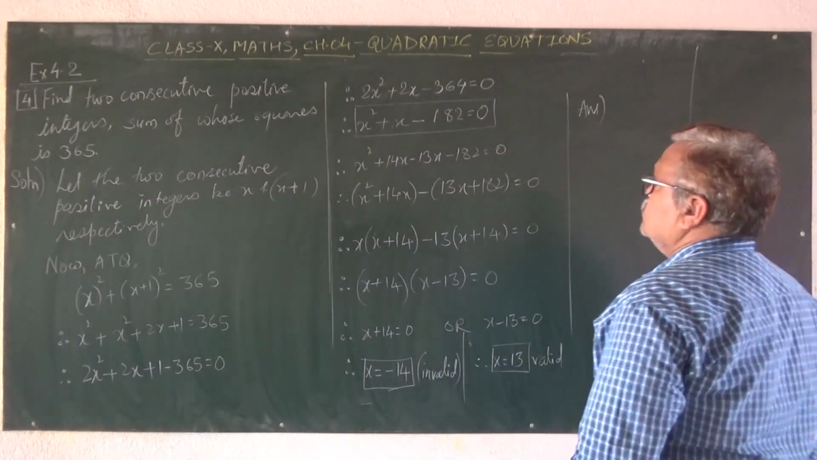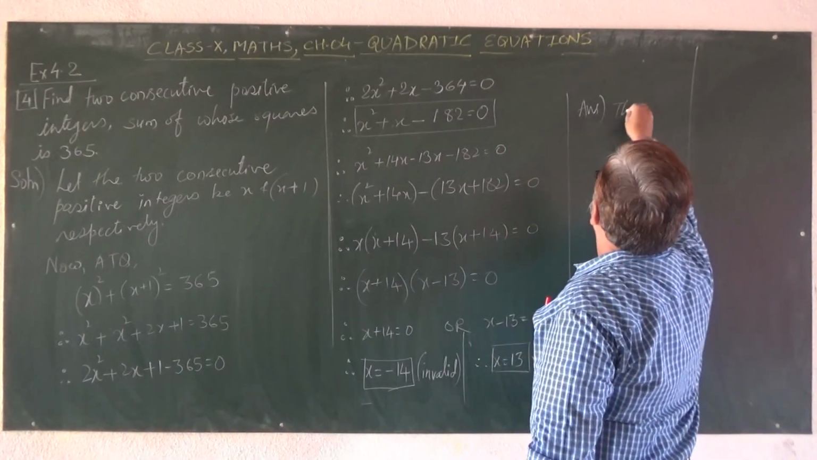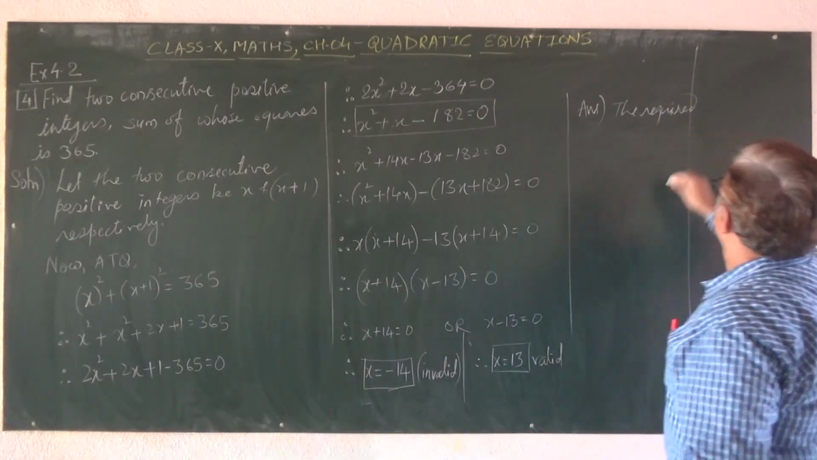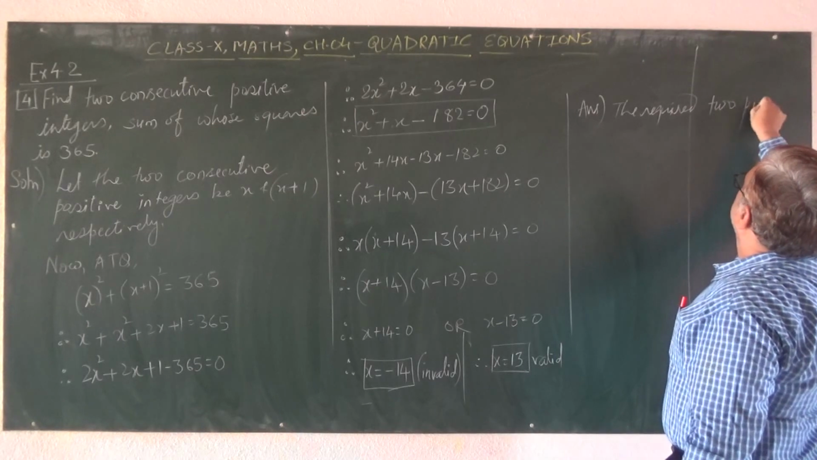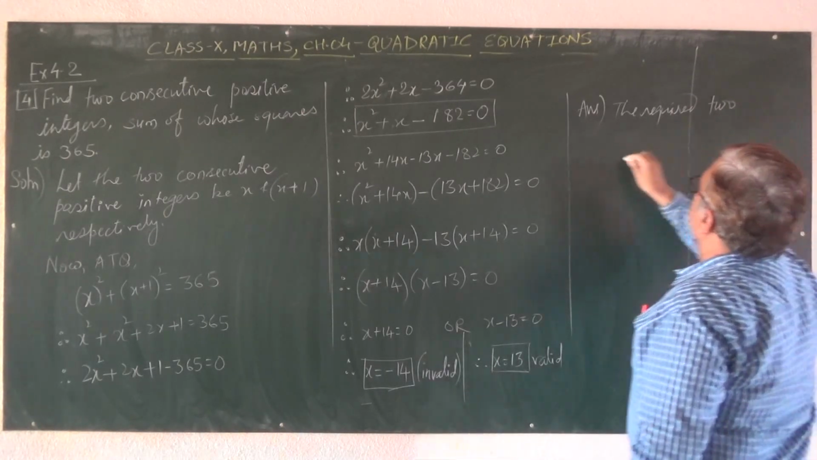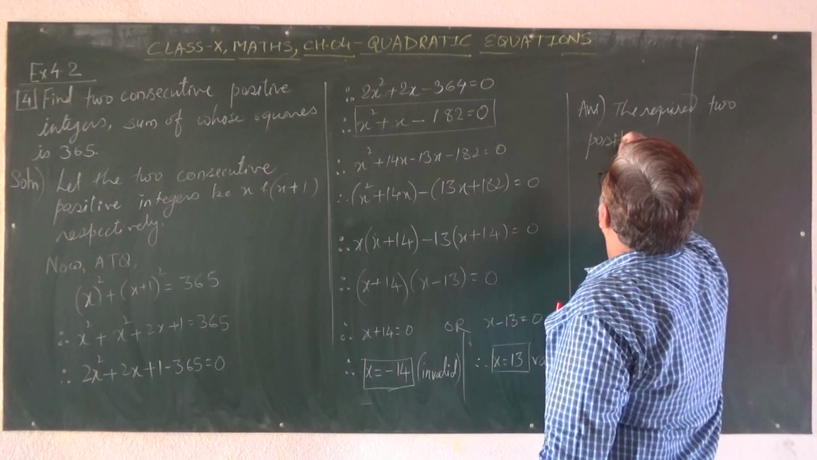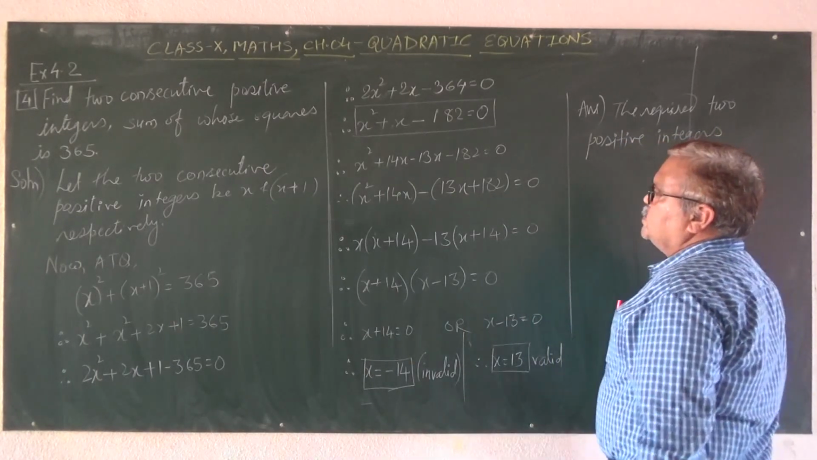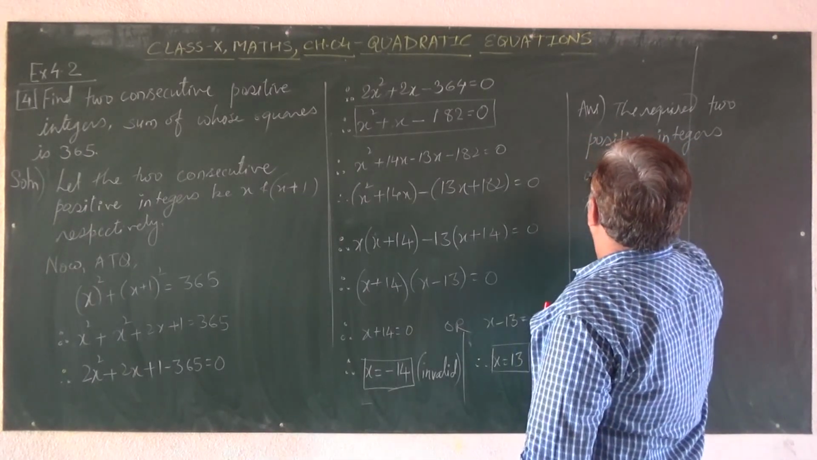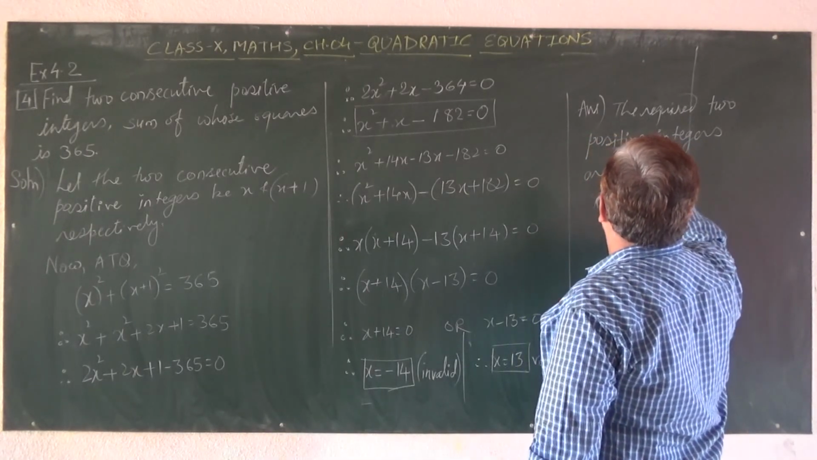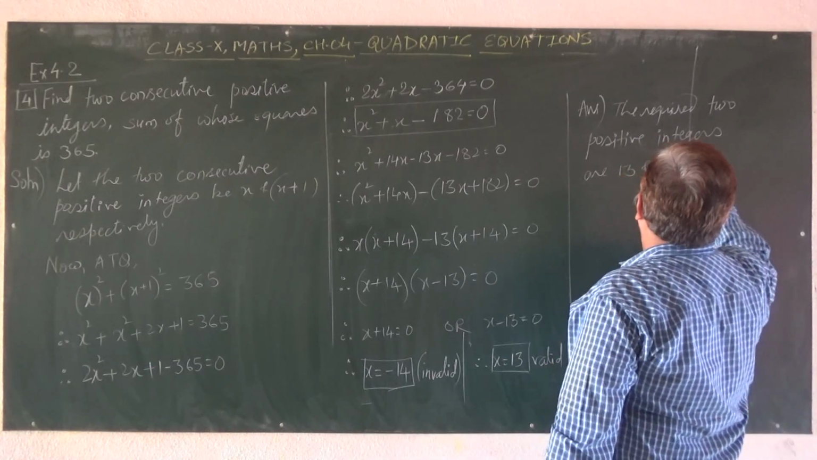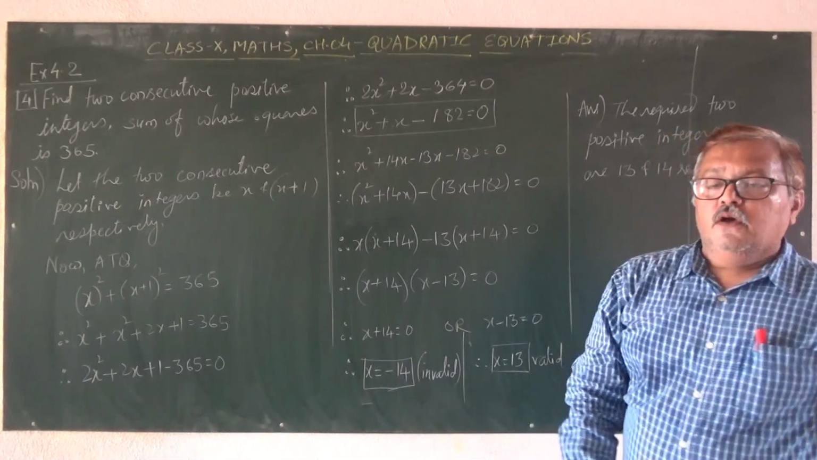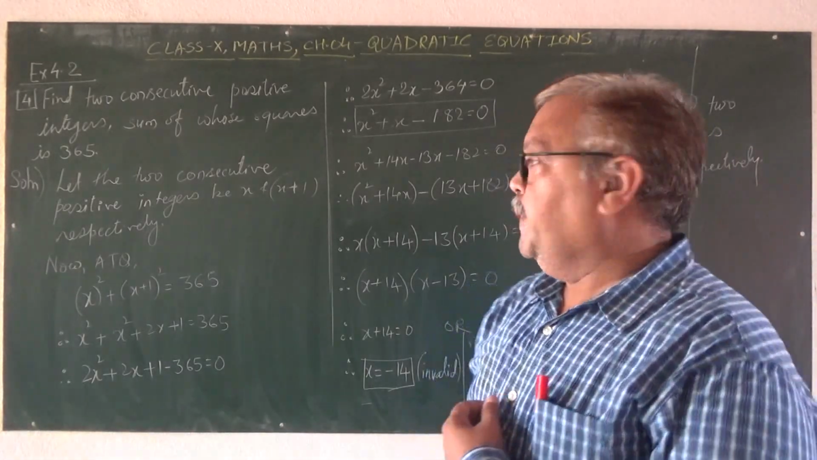So the required two positive integers are 13 and 14 respectively. Hope you have understood this.